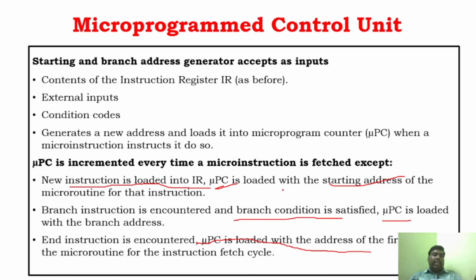So you can see here how the program counter works. Very simple. It will be incremented whenever there is a normal instruction, and if it is a branch instruction, it has to load the branch address and go to the targeted address. Similarly, based upon the code word fetched from the control store, the control signal will be generated. And the modified control unit will have external input, conditional codes, and the address generator is changed into a starting and branch address generator, correct?